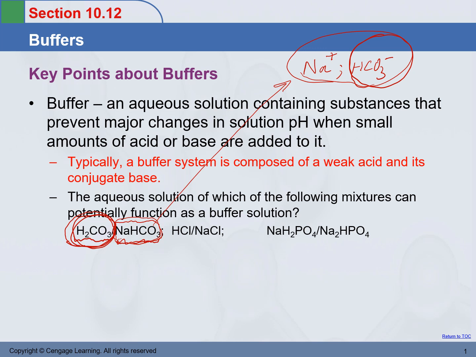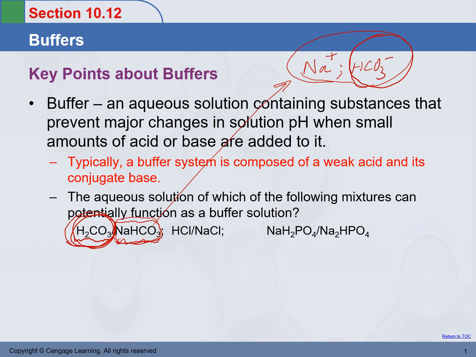Bicarbonate ion is the conjugate base of carbonic acid. So in this mixture, if we dissolve it in the solution, we do have a mixture of a weak acid and its conjugate base. So this is potentially a buffer solution.